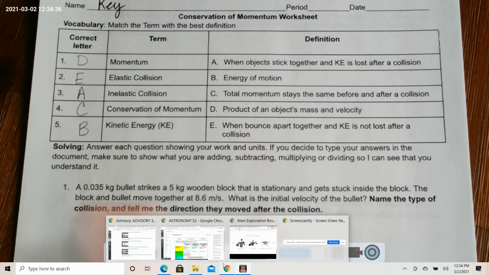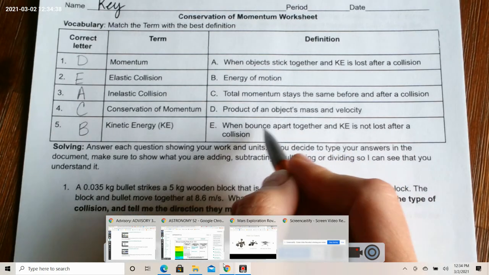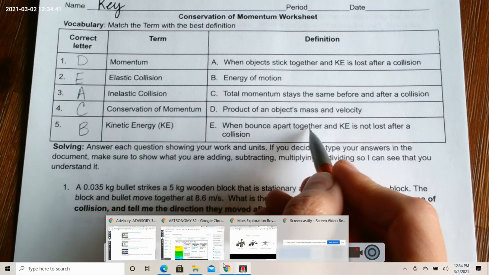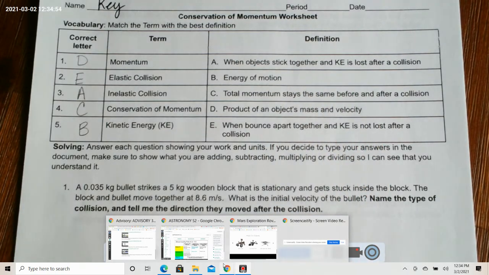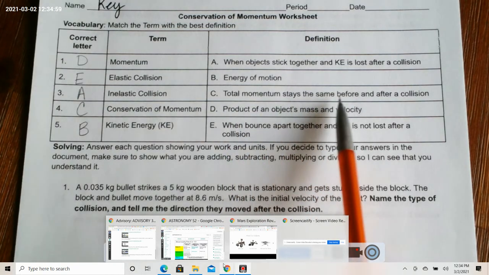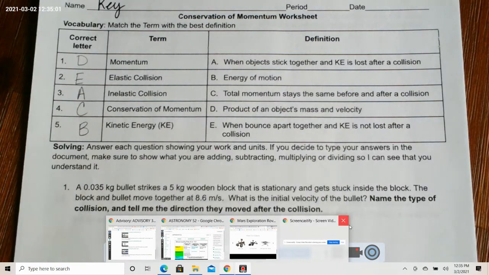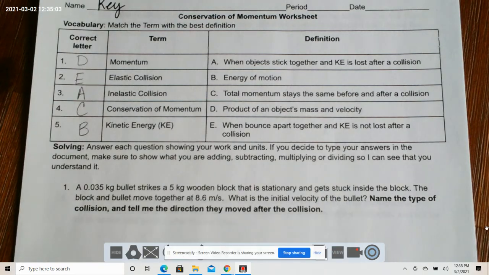This actually has been changed on yours. So it actually says when objects bounce apart and kinetic energy is not lost after a collision. That was a typo on my first try. Inelastic collision is A, when objects stick together and kinetic energy is lost after a collision. Conservation of momentum, C, total momentum stays the same before and after a collision. And kinetic energy is B, energy of motion.